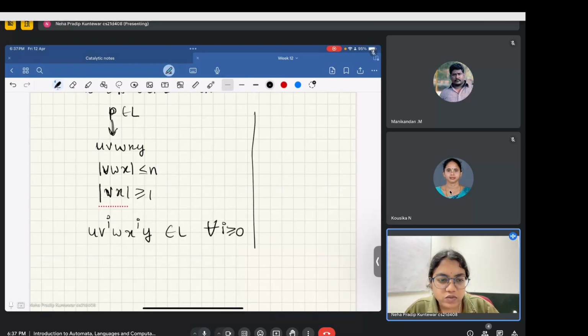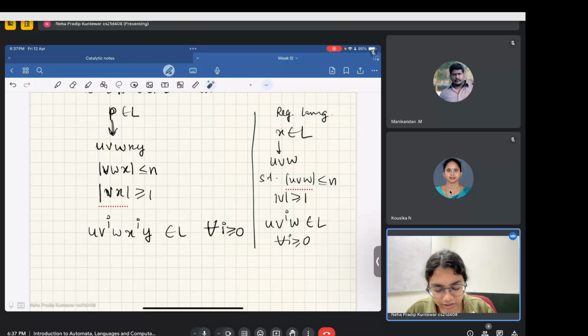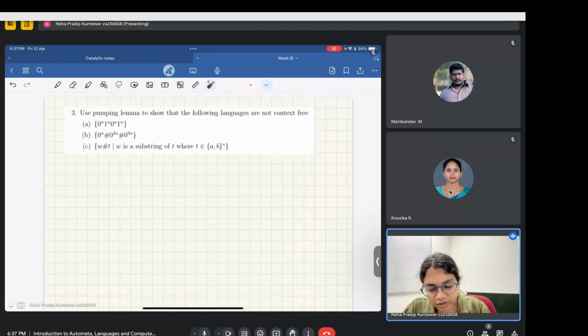So just to contrast this with the regular languages, what we had there was, for every string in the language you can break it into UVW, such that length of UVW is at most n, and length of V is at least 1, and U V to the I W is in the language for all I greater than or equal to 0. So it's very similar to what we had for the regular languages, only that you have some extra condition over V and X here. That is because of how your PDA works. So it comes from there. But even if this looks very abstract at the moment, when we look at the examples, I hope things will be clear. So let's look at the first example.